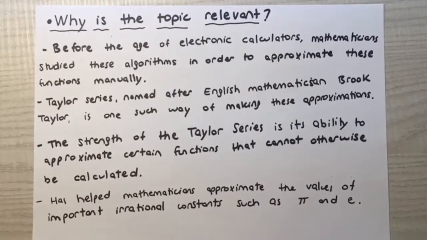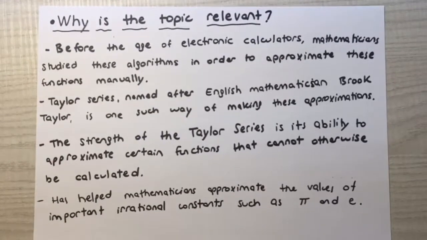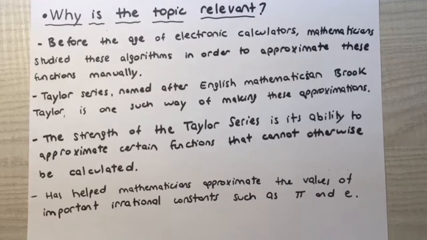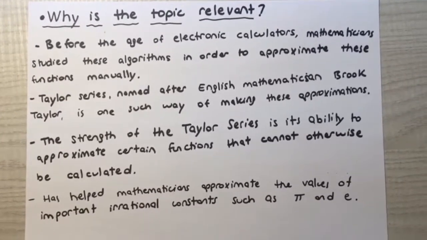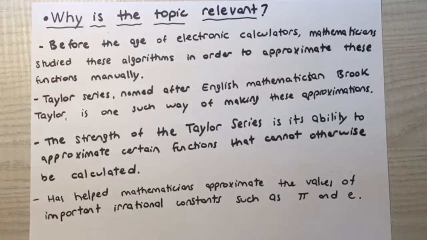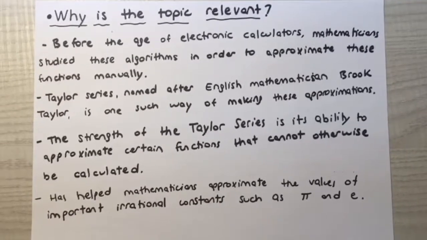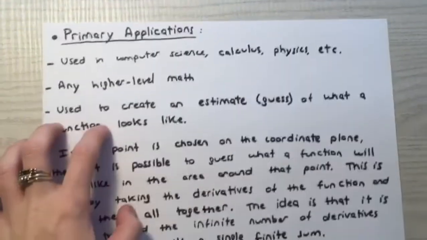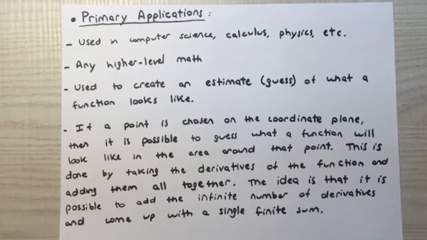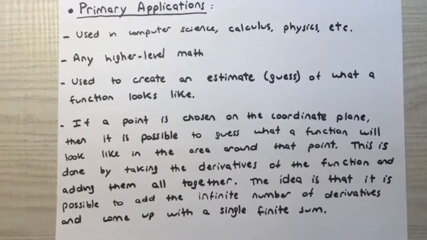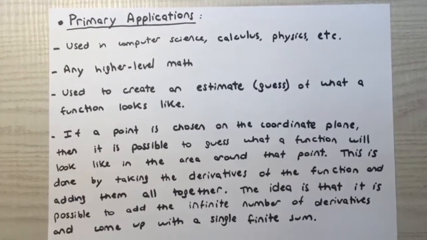The strength of the Taylor series is its ability to approximate certain functions that cannot otherwise be calculated. This has helped mathematicians approximate the values of important irrational constants such as pi and e. Now, some primary applications in which this is used. This is used in computer science, calculus, physics, among many others, or in any higher level of mathematics.